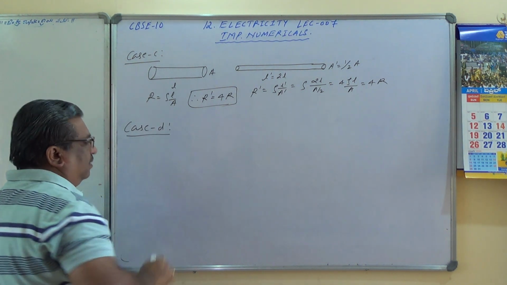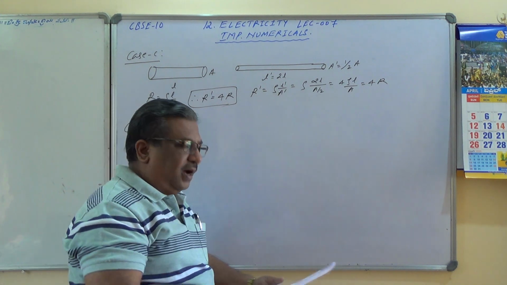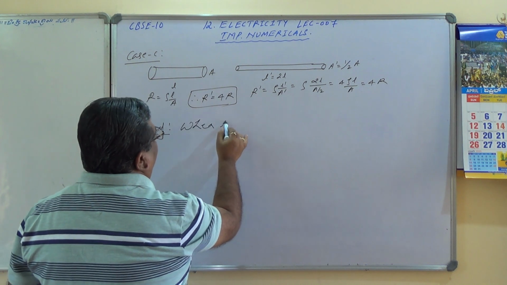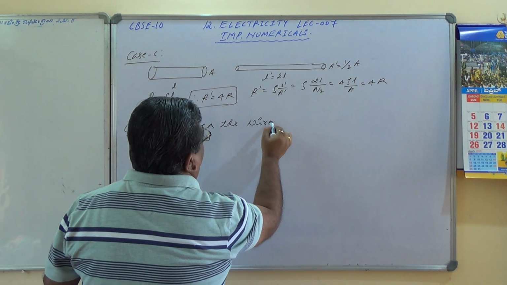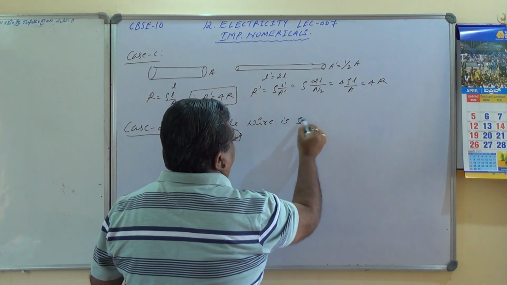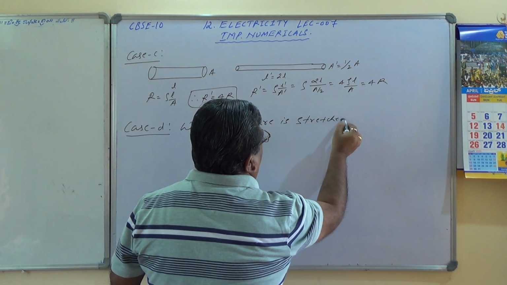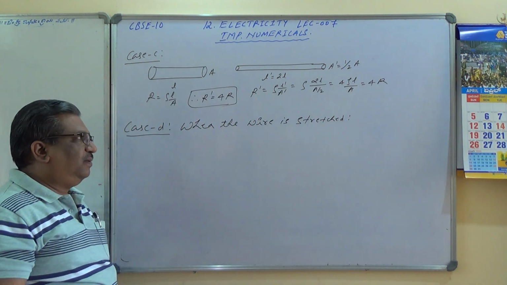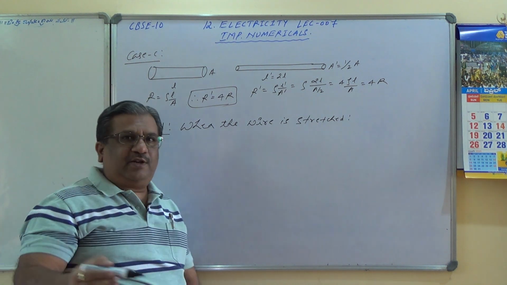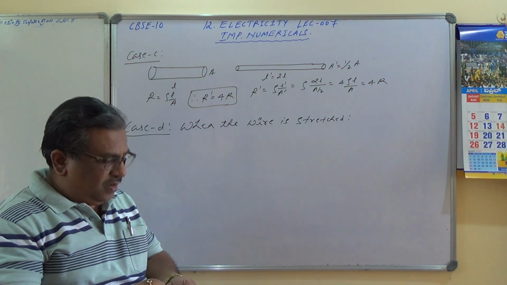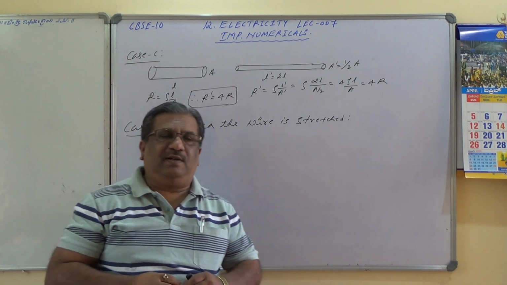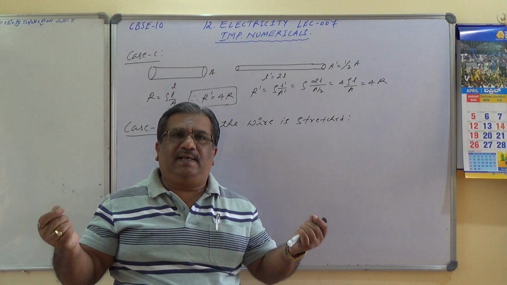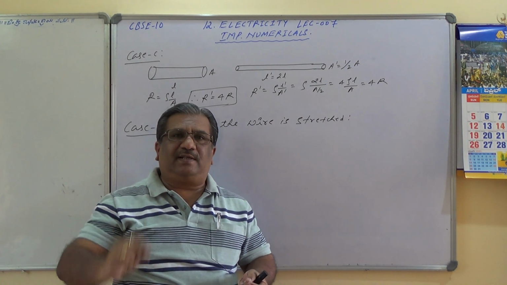Case D. Yeah, when the wire is stretched, very important. When the wire is stretched, what happens when the wire is stretched? See, the volumetric ratio remains constant. For example, whenever you must have observed in a rubber band, when you stretch the rubber band, its length increases and the cross section area simultaneously decreases.